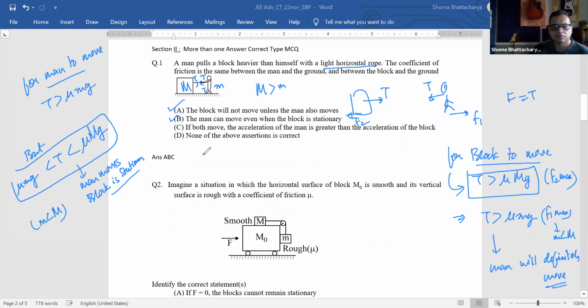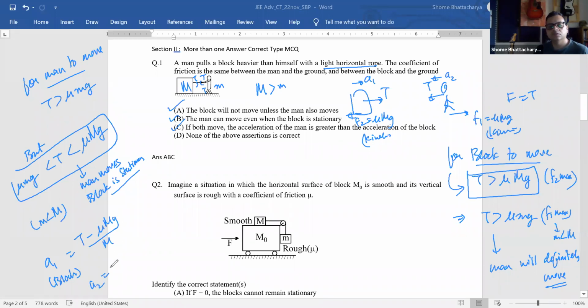Is this clear? Okay. Now let's see why C is correct. C is obviously correct because of the acceleration of the block, a1, and the acceleration of the man, a2. The friction here will be mu capital Mg because it will be kinetic, and this will be mu small mg because this is also kinetic now. So acceleration of the block will be whatever tension minus mu capital Mg divided by capital M, and a2 will be T minus mu small mg divided by small m.